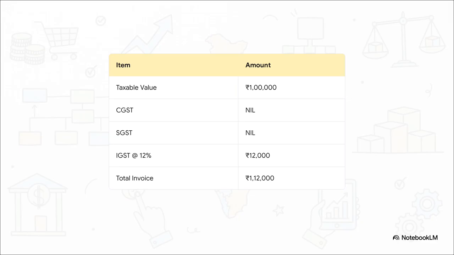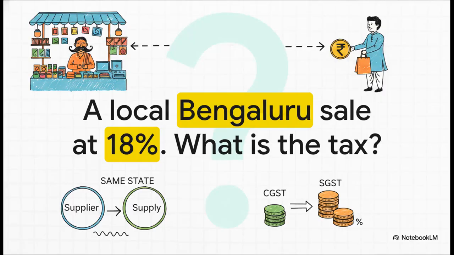So CGST and SGST, they are completely nil. That entire 12% tax is levied as integrated GST or IGST, meaning the buyer gets invoiced for 1,12,000 rupees, and that 12,000 rupee tax payment goes straight to the central government, who will later sort out the revenue sharing with Tamil Nadu. Let's try just one more, slightly different this time.